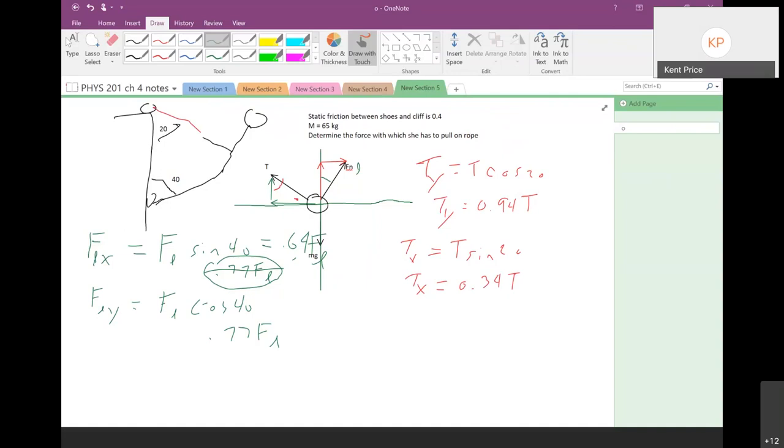We'll say, okay, the second law in the X direction: the sum of the forces in the X direction is equal to the mass of the lady times her acceleration in the x direction. Now on the left of that equation, I add up all of the x components in my free body diagram. In the positive x direction, I've got the x component of the leg force. And in the negative x direction, I have the x component of the tension. That is equal to the mass of the lady, which is 65, times the lady's acceleration in the x direction, which is 0, because she is just hanging there.